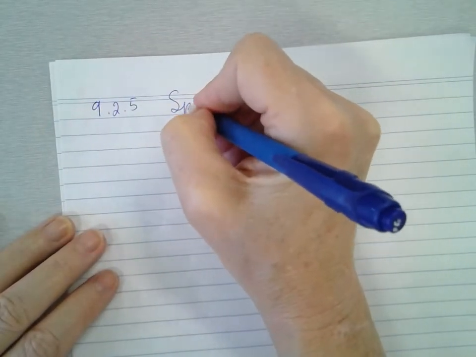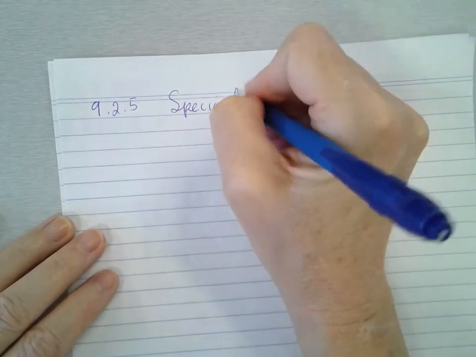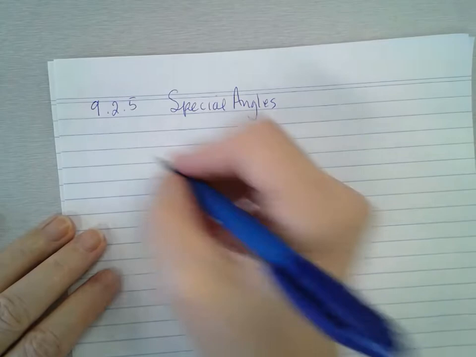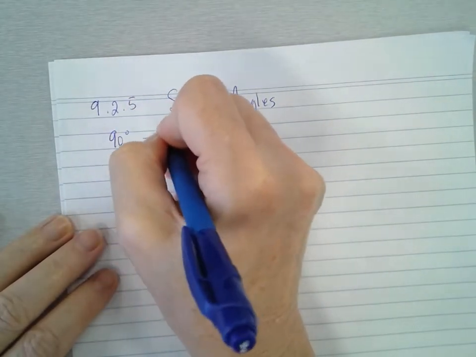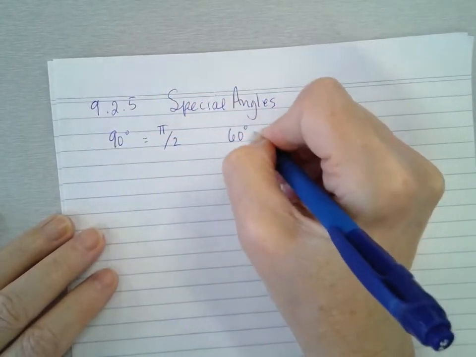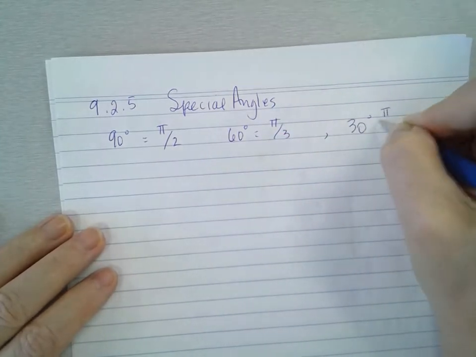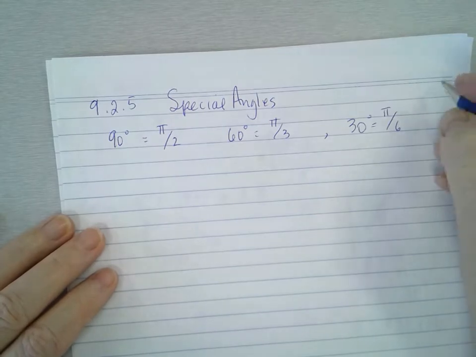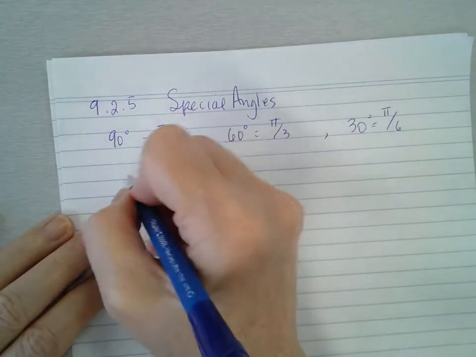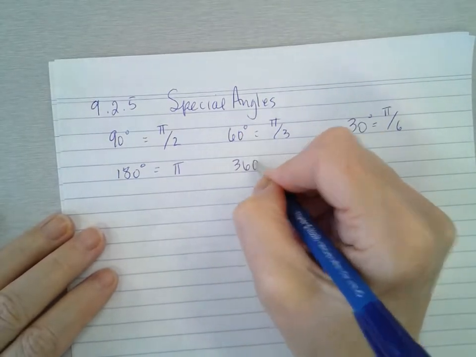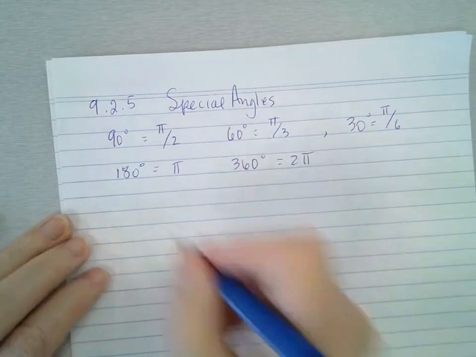All right, the next section is actually 9.2.5. It's the special angles, and those are the ones I just talked about: 90 degrees, 60 degrees. These are the ones we get from the special triangles. 180, 360. Okay, I know everybody knows those.